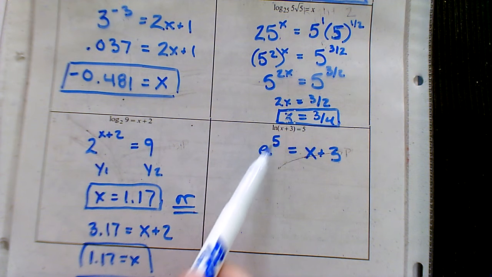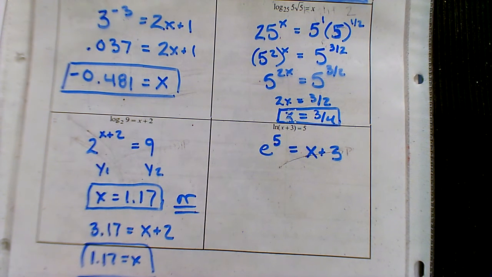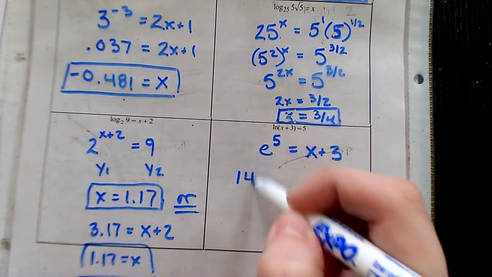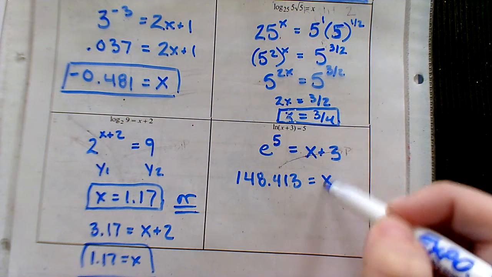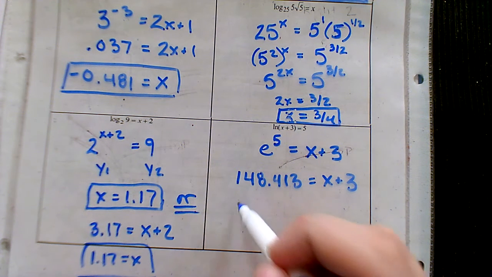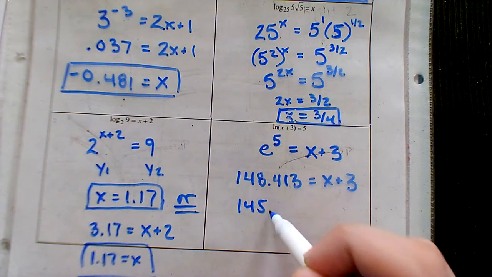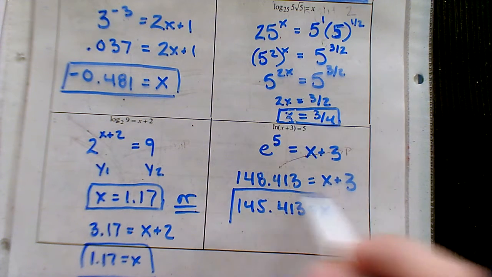All right, so on your calculator we can probably figure out e to the 5th. See, that'd be 148.413. And then subtract the 3 over. We'll get 145.413.